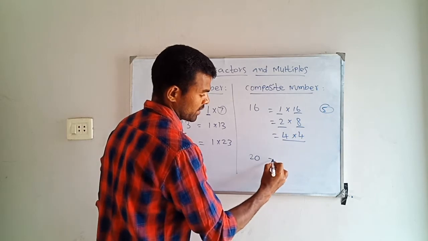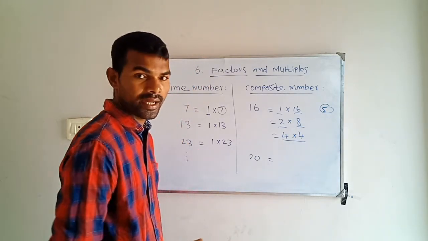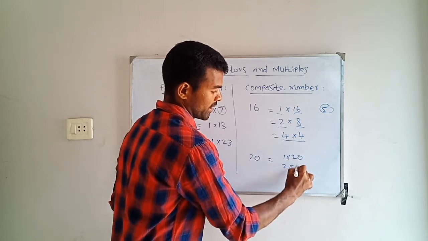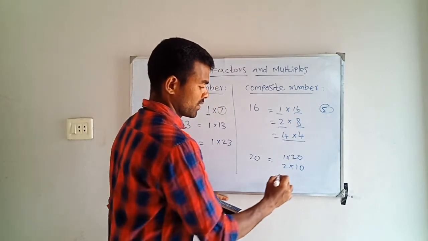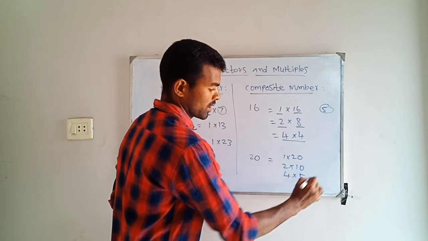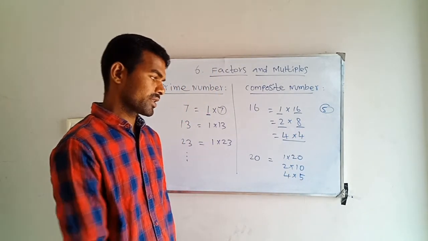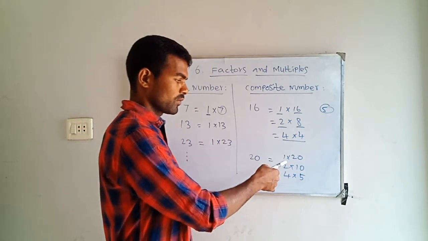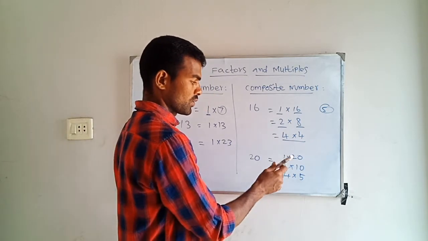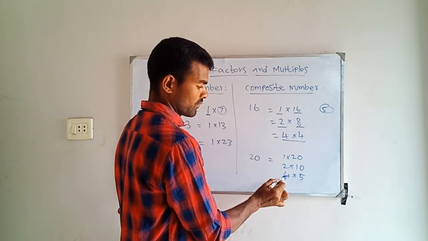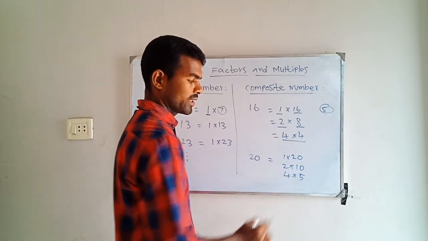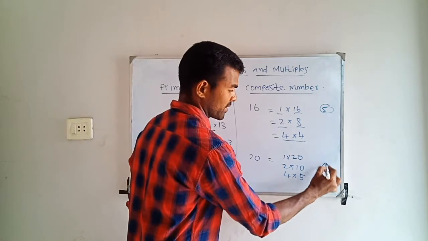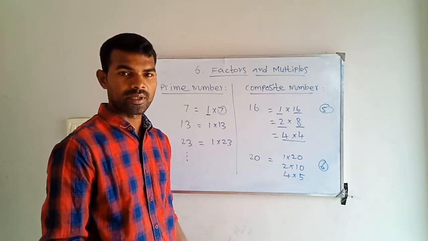See the number 20. How many factors does the number 20 have? 1 times 20 is 20. 2 times 10 is 20. 4 times 5 is 20. Except these, can you find any other number? No, only these 3 pairs. So 1, 2, 4, 5, 10, 20: these 6 numbers are the factors of 20. It has 6 factors.